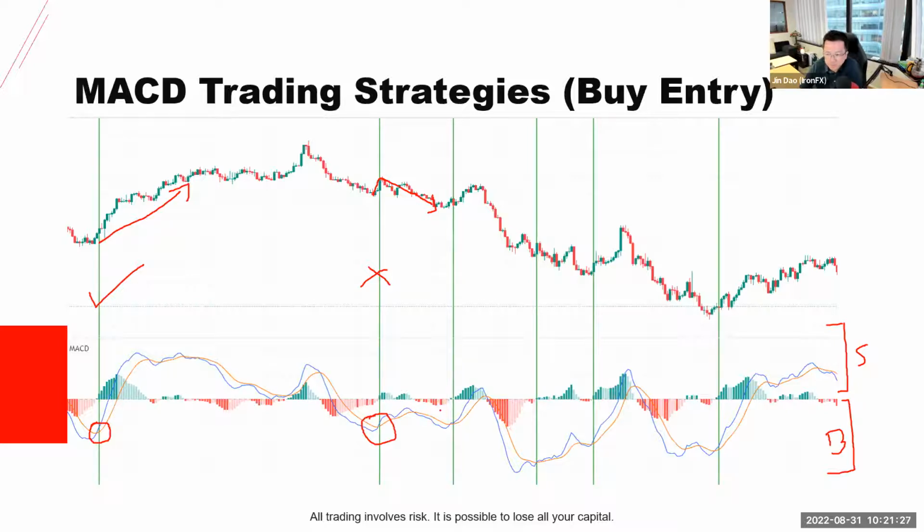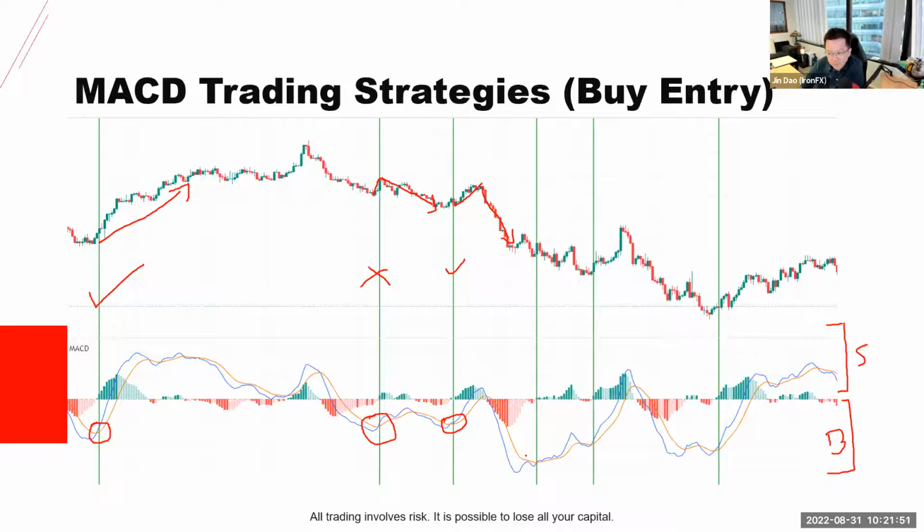Again, at this point, you see a crossover again. All right, you can see that the histograms are pushing towards the upside. We do see a brief push towards the upside before turning back down again. Okay, so this could also work because it did move towards the upside relatively strongly.